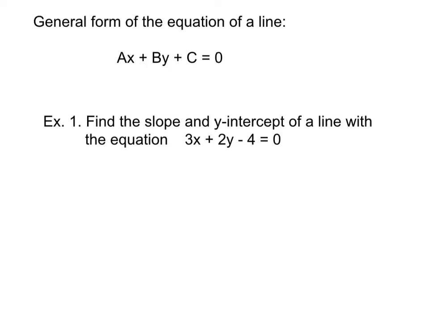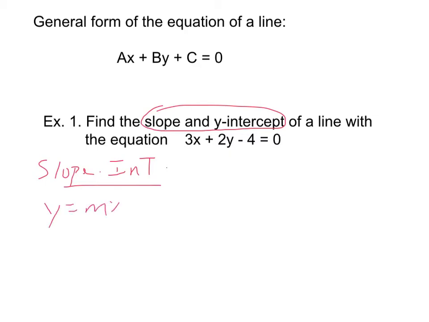Okay? So what we have to think about is what form do we have that gives us the slope and the y-intercept. And that form is the slope-intercept form. So what we really need to do here is take the equation that we have and put it into this slope-intercept form, which means we need to solve for y. So if we take our equation and we solve for y, we move everything but y to the opposite side. So we'd have 2y equals negative 3x plus 4, because we would have to subtract 3x and we would have to add 4 to get rid of them.